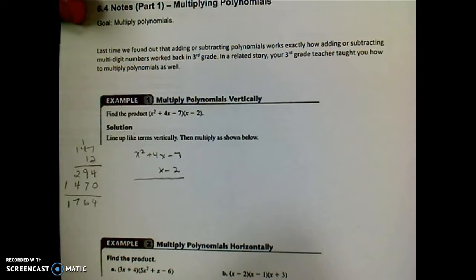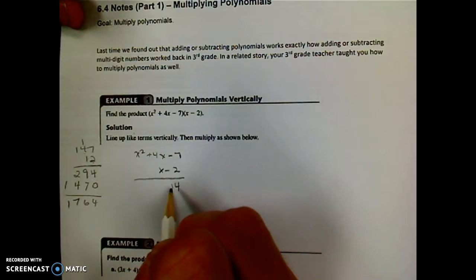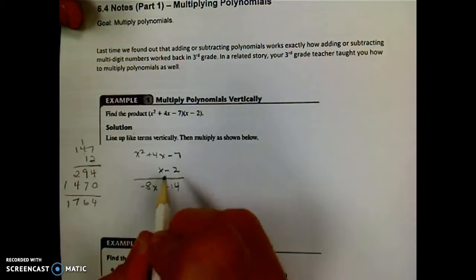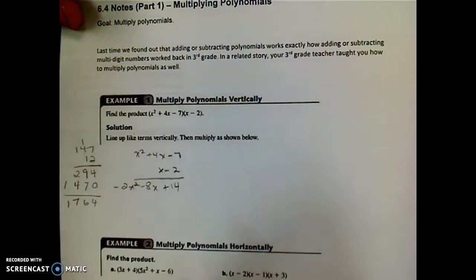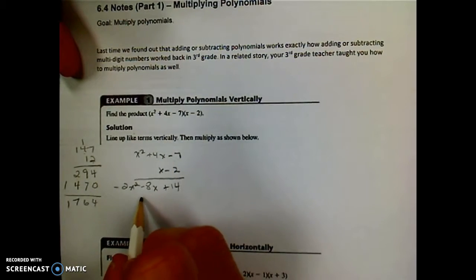Multiplying polynomials vertically is pretty much as simple, and the added bonus is that we don't have to carry. So negative 2 times negative 7 gives positive 14. Negative 2 times 4x, negative 8x, negative 2 times x squared, negative 2x squared. Then we return x times negative 7, negative 7x.